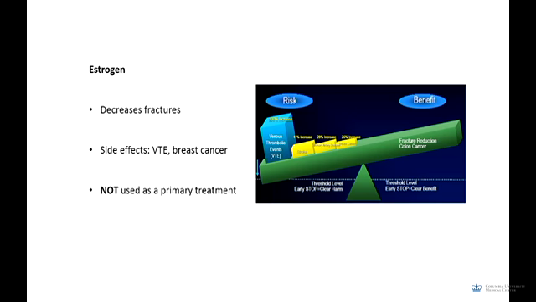So estrogen, as we talked about, is something you could do. It decreases fractures, but there's thromboembolus as a side effect. We don't use it as a primary treatment, but it may be something. We're going to go through all the things we don't use as primary treatments first to get to the really exciting part at the end.